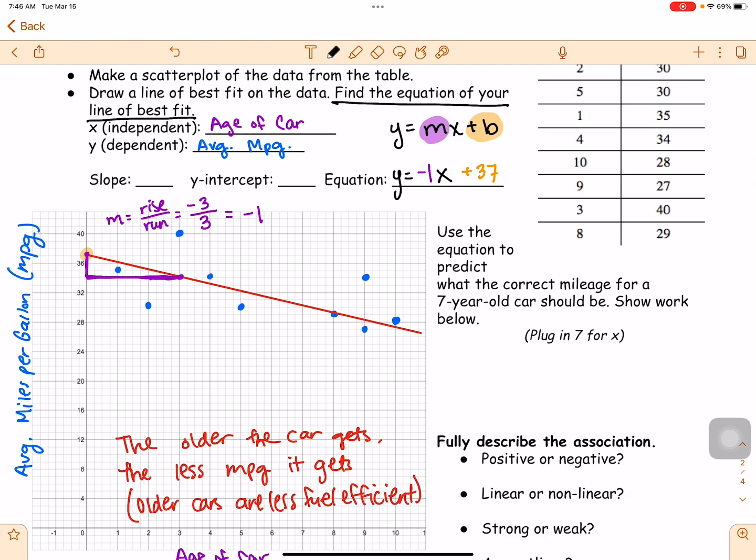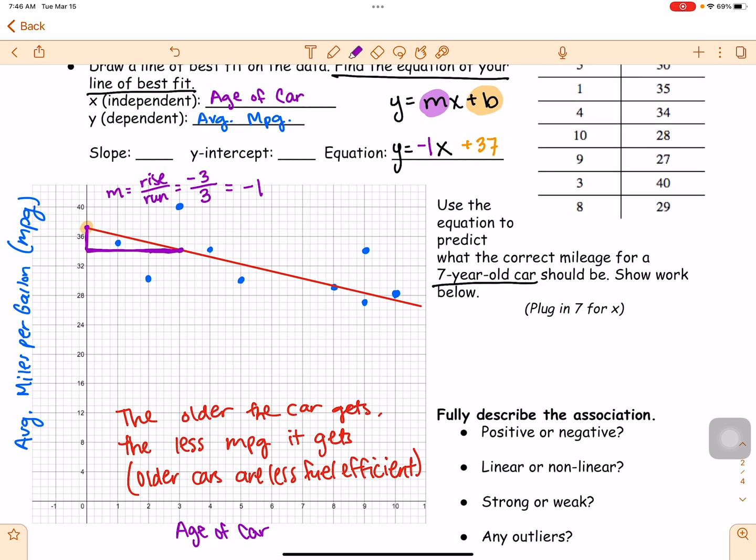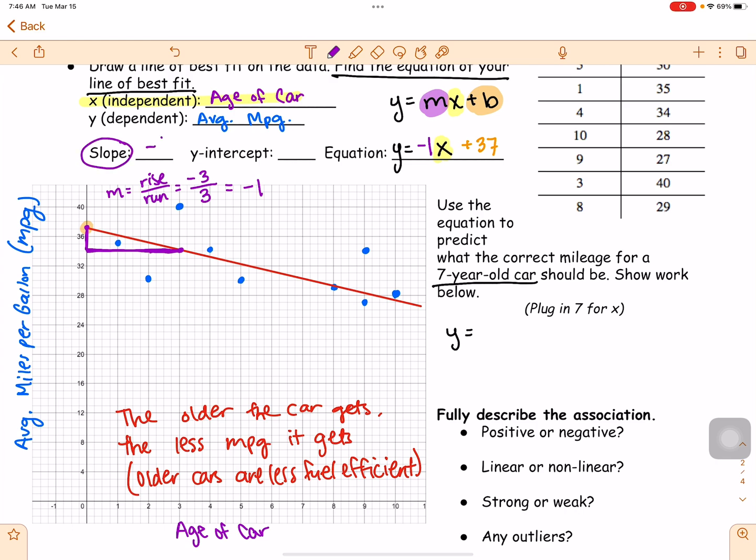So here it says, use the equation to predict what the correct mileage for a 7-year-old car should be. So what we said up here was that the x is the age of the car. So this x value here is how old the car is. So if our line's equation is, oh, whoops, I forgot to write up here. Slope, we got -1. The y-intercept, we got 37 for the line that I drew.